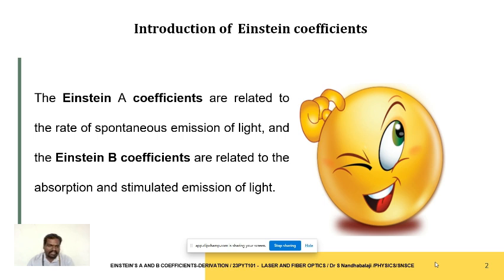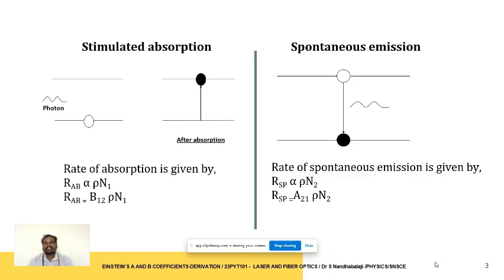and Einstein B coefficients are related to the absorption and stimulated emission of light. As we discussed about spontaneous emission, absorption and stimulated emission, the calculation method for the rate of spontaneous emission, the rate of absorption and the rate of stimulated emission is known as the Einstein's A and B coefficients.